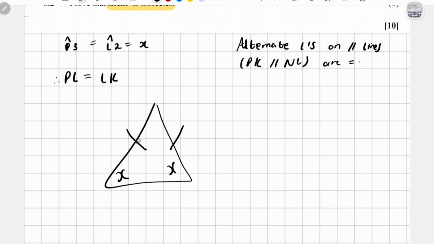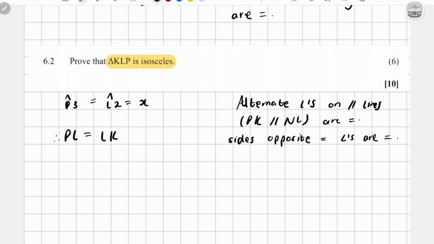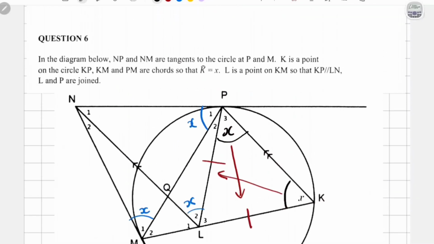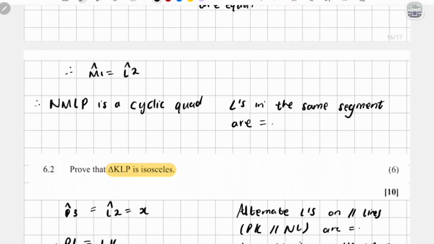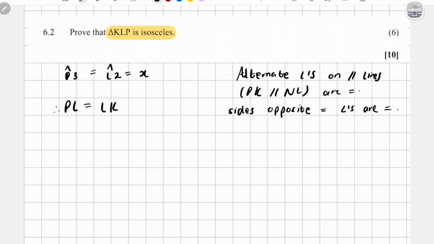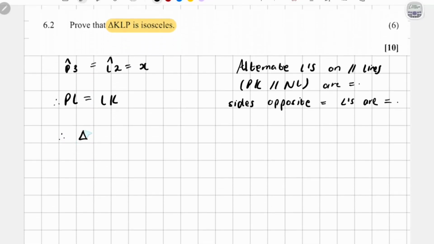So I can say sides opposite equal angles are equal. That's my reason here. Okay, so it's really just the opposite of the other one. Now that we have two sides being equal, it means that this triangle is isosceles. So we can conclude, therefore, triangle KLP is isosceles. And our reason is because two sides in the triangle are equal.